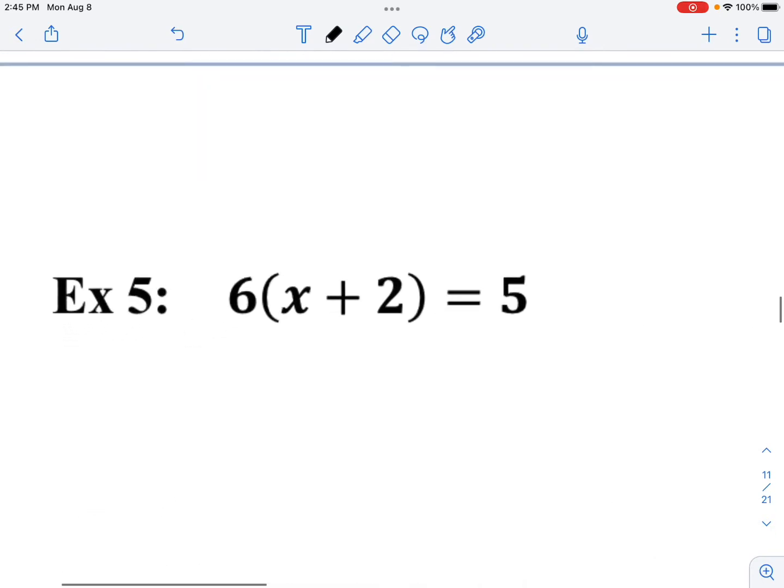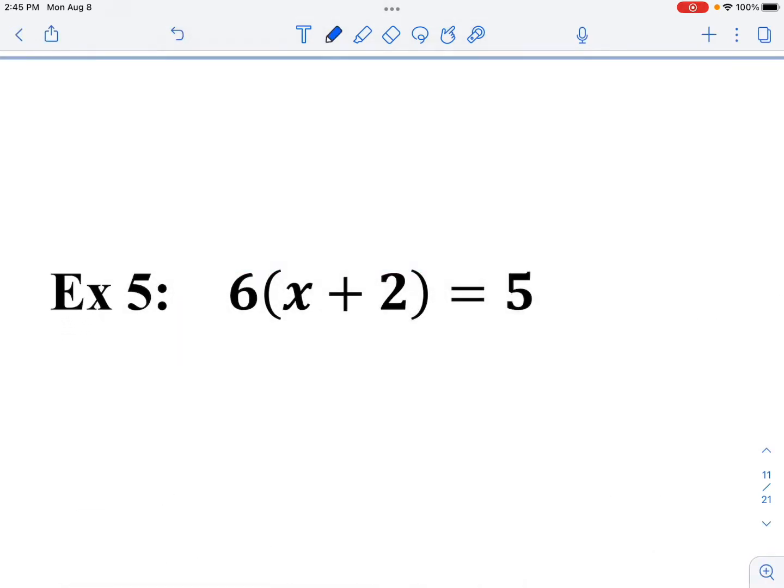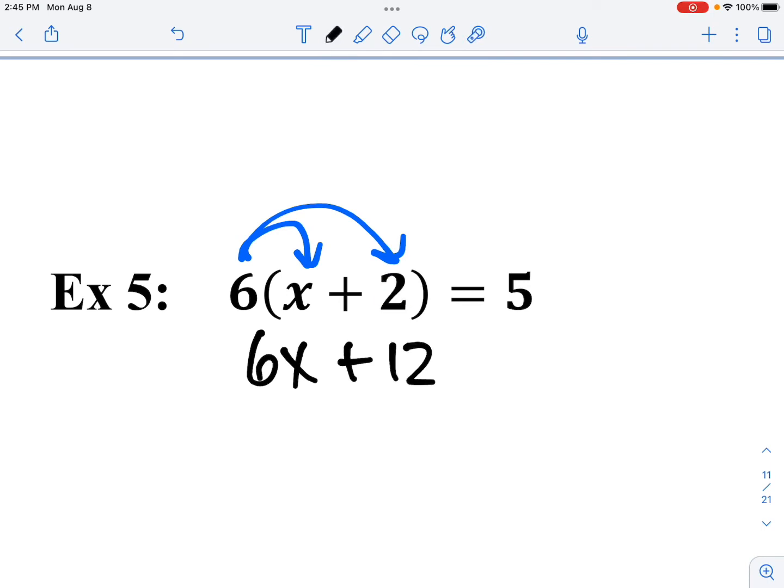Number 5, pretty similar. What I'm going to do here, again, I'm going to distribute my 6. Whenever I see a whole number with parentheses, that's my first thing that I always want to do. So I'm going to take 6 times x, and I get 6x. Keep the plus sign. When you do 6 times 2, you get 12. And keep the equals 5 on the other side.